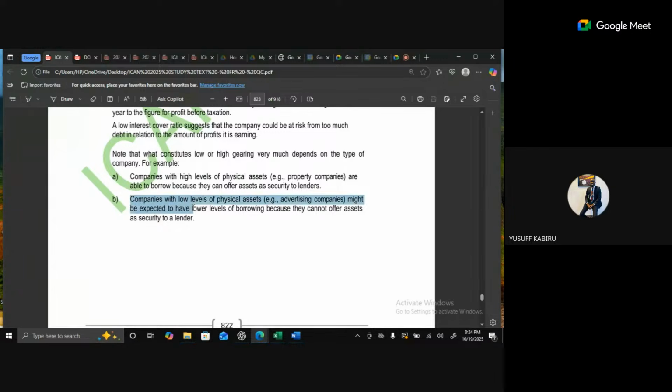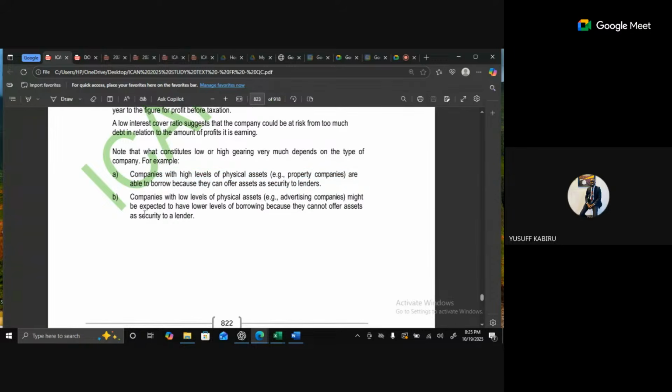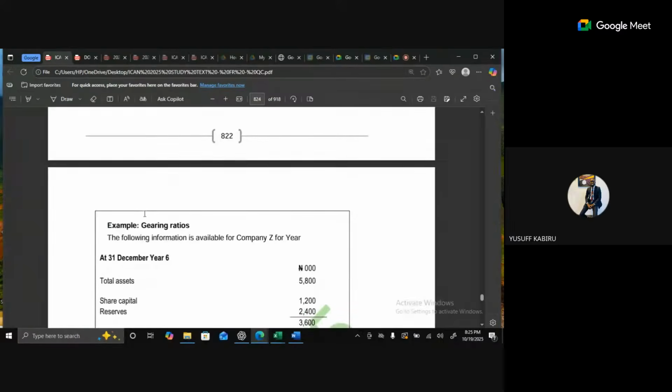Then they say a company with low physical assets might be expected to have a lower level of borrowing because it cannot offer assets as security. So it's the opposite of the first one, right? The first company, even if they are highly geared at 70 to 30%, has a lot of physical assets of substantial value that they can use as collateral to get more funds. But if a company does not really have much physical asset, then you don't have much to fall back on, and no one is going to answer you. So they just indicated this so you would know.